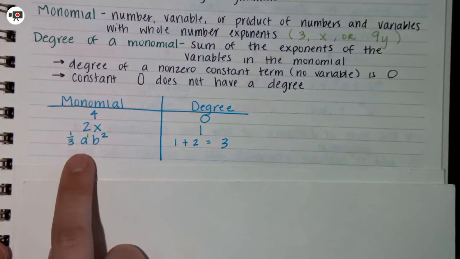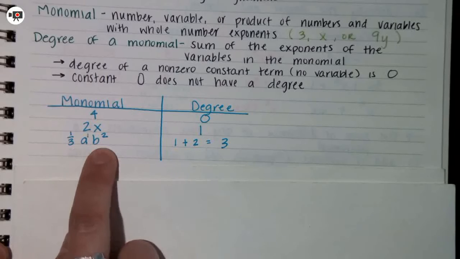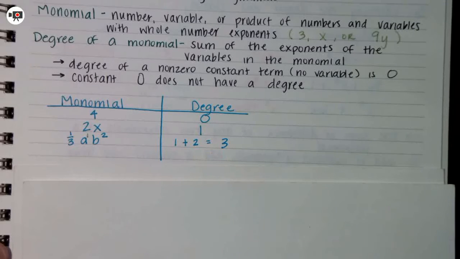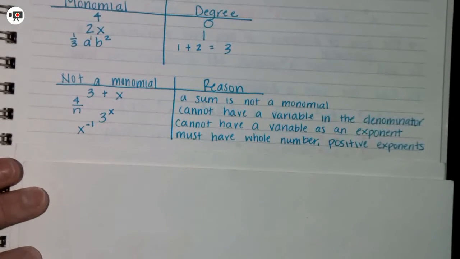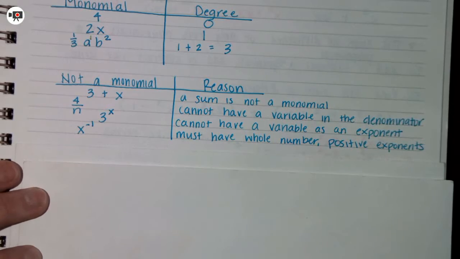Here we have 1/3 ab squared. The exponent on a is 1, the exponent on b is 2, so we add the exponents together, and the degree is 3. We also have a few things that are not monomials. Monomials are only one term.